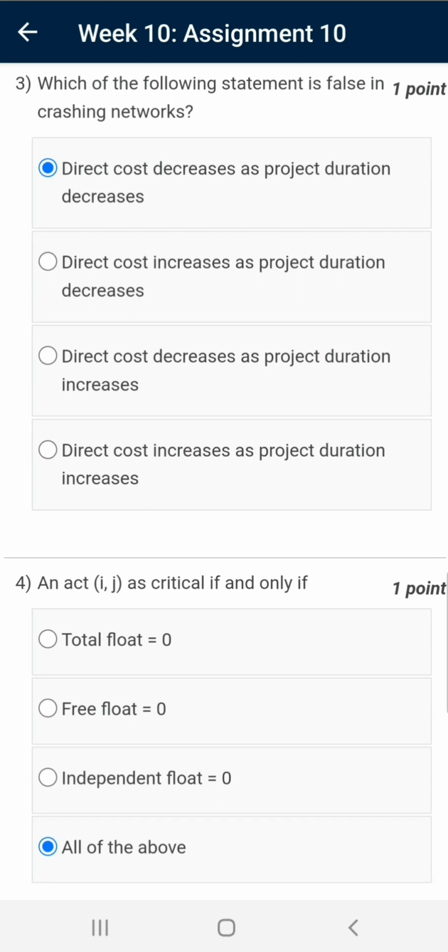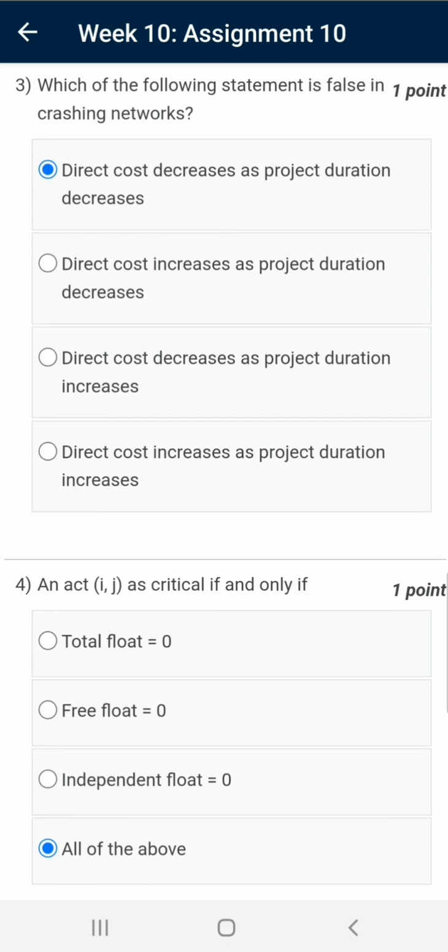This question appears to be ambiguous if we consider the options. That is, more than one options appears to be false. But the most appropriate option which I consider true is option number first. That is, direct cost decreases as project duration decreases. You may research yourself for this question.